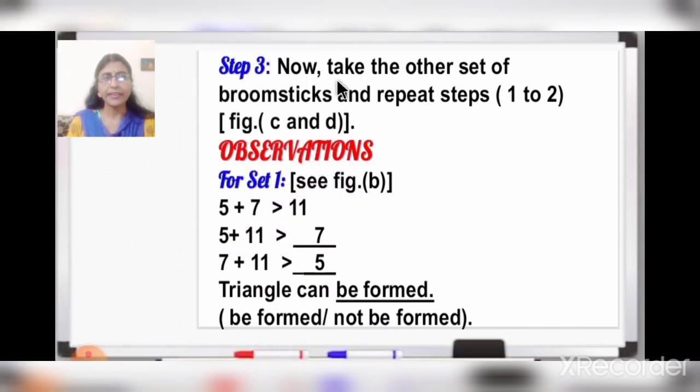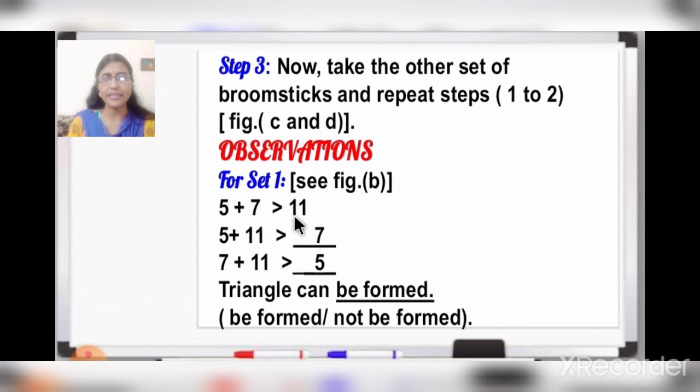So this you are going to stick on the left page. And then step 3: Now take the other set of broomsticks and repeat steps 1 to 2. So figure C and figure D, that I'll show you next. And this is the observation. After that you will write the observation. So for set 1, what we have observed is all written here. See figure B, which I have shown you just now. 5 plus 7. There you are going to stick the sticks and you will show a triangle is formed.